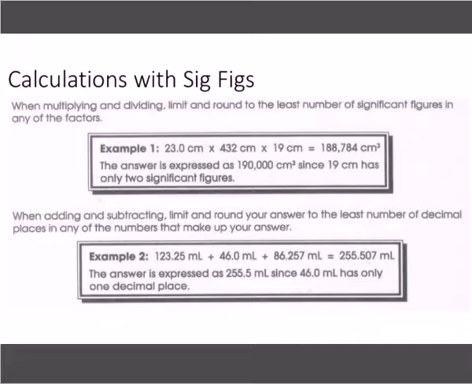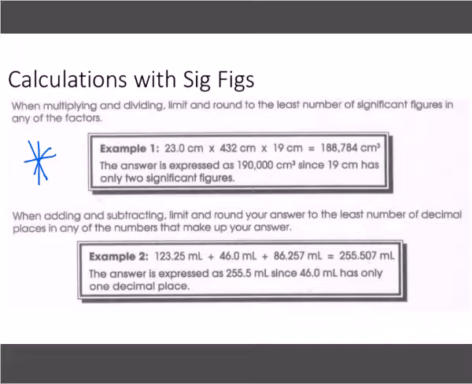In lab, this is one of the biggest things that I will take points off for, next to units: not reporting your measurements or your data to correct sig figs. So this is where things might get confusing. When in doubt, go with the first rule.